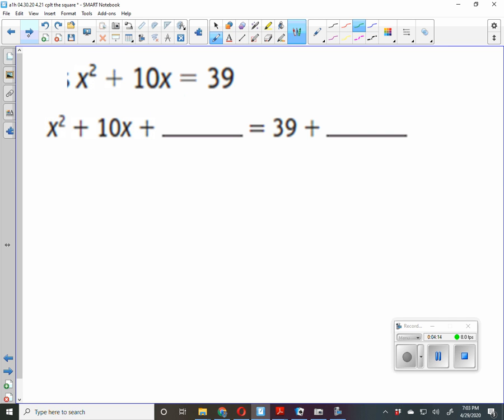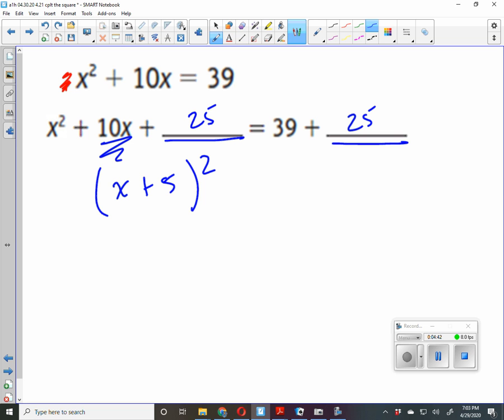Okay, let's look at it this way. When it's an equation, keep in mind this is an ugly spot here. What we want to do is create some space here. Half this middle term squared is 25. If I add 25 to one side of the equation, I also have to add it to the other side. I know that this is now a perfect square. It happens to be x plus 5 quantity squared equals 39 plus 25, which is 64.